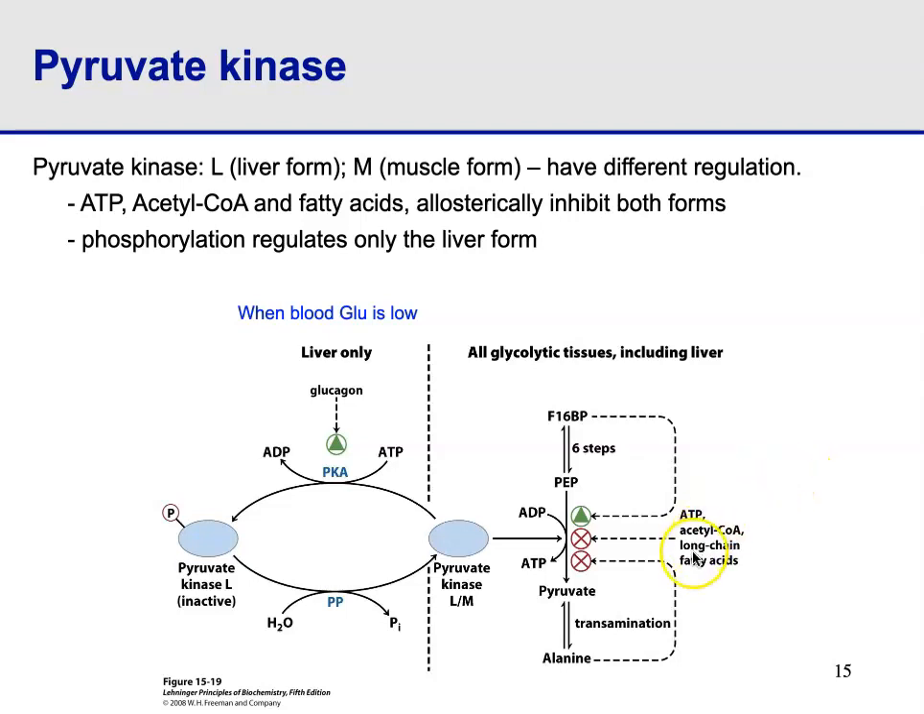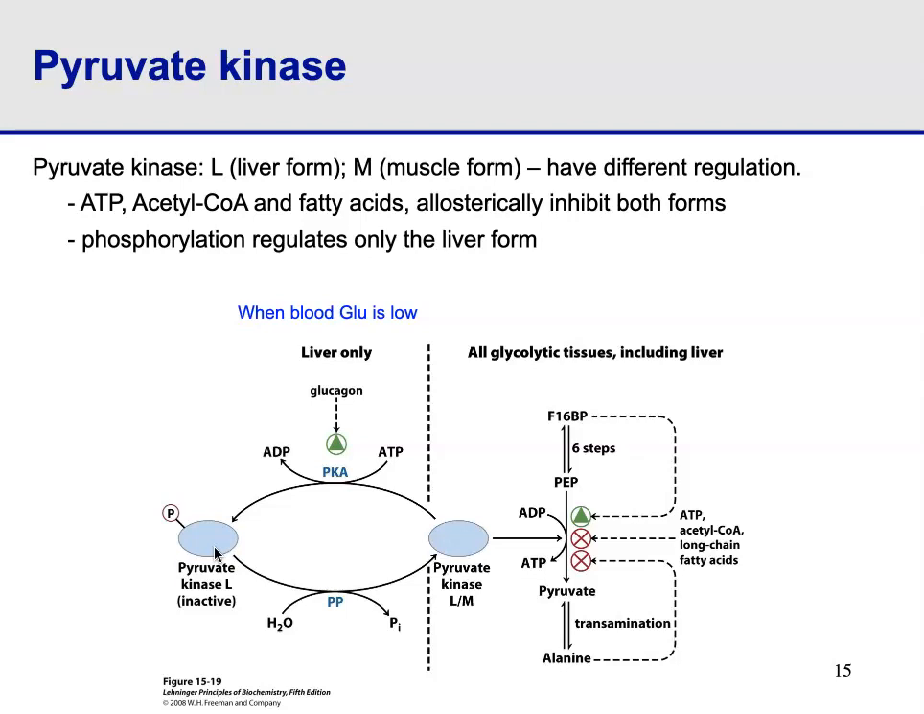Another way to regulate pyruvate kinase is by phosphorylation, which occurs only in the liver. Now, when we have a low blood glucose level, glucagon is released, and through PKA, or cyclic AMP-dependent kinase, it phosphorylates pyruvate kinase and deactivates it. By deactivating it, it shuts down glycolysis.